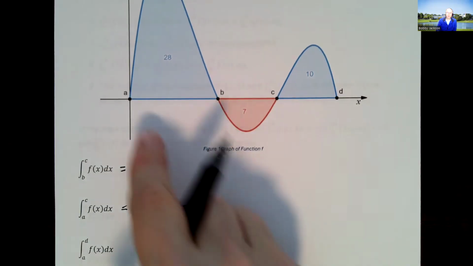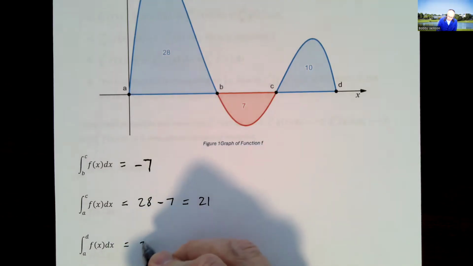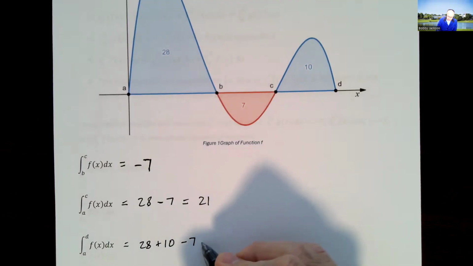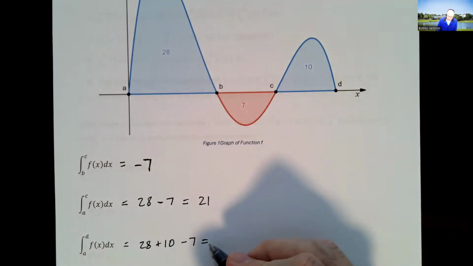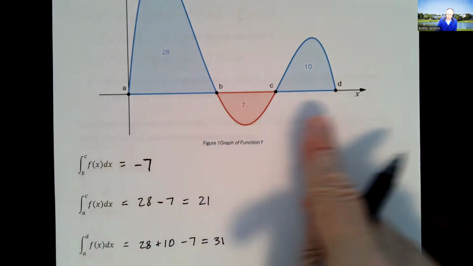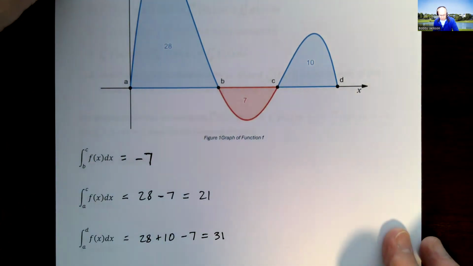And then what would it be from A all the way to D? Well, obviously, I'm going to have the areas above, which are 28 plus 10, and then subtract the 7. And so I'm going to get 31 as the net area from A all the way to D. And so we can do those sorts of problems as well.